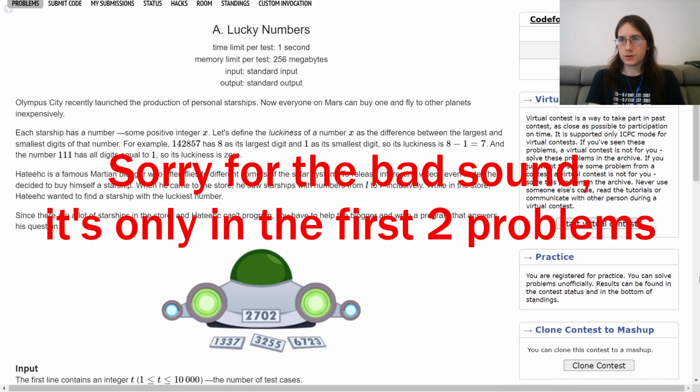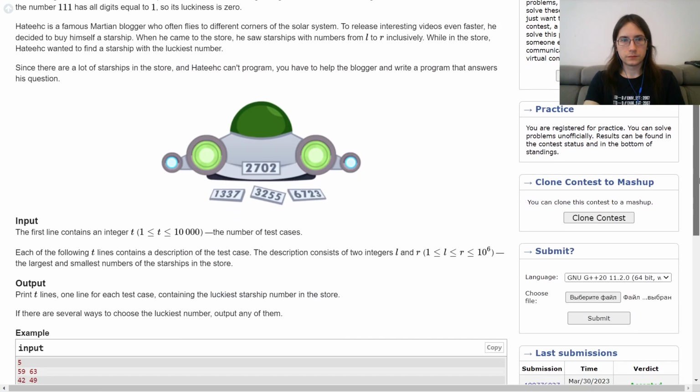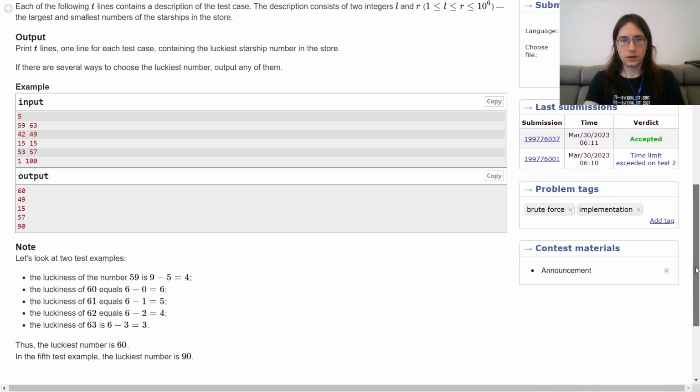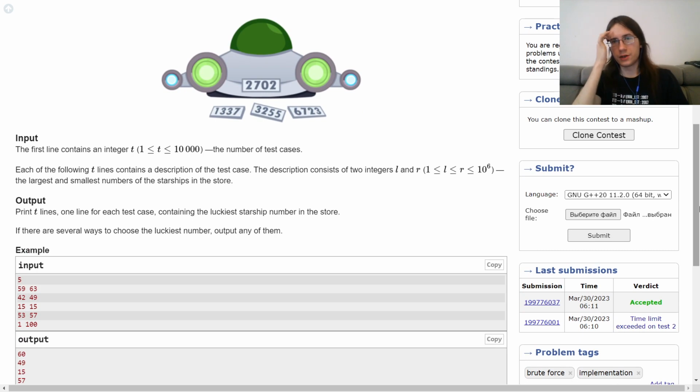Today we'll discuss all the problems from the latest Codeforces Round, Division 2. Starting with problem A, you can read it now or listen to my explanation. In my explanation, you are given two integer numbers L and R.